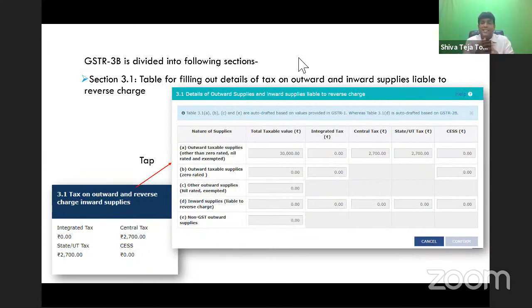Anyway, we are showing that in GSTR1, right? In GSTR1, we have a separate column for outward taxable supplies liable to reverse charge. That's why in 3B there is no column for that. Maybe they thought it's not required, so they just left it.